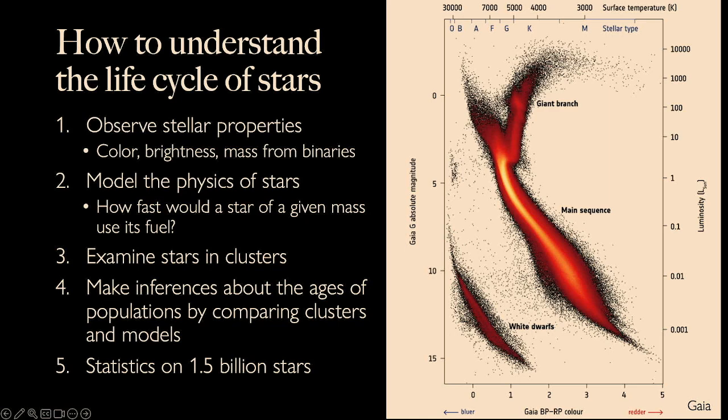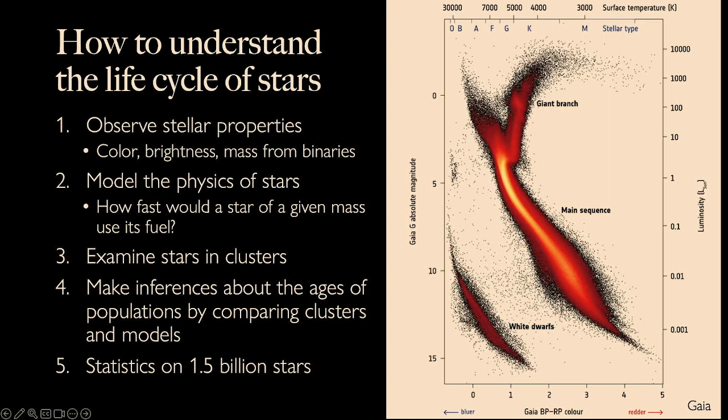We can start then examining stars in clusters, and through some inferences about ages of the populations, we can look at how clusters change over time. And then finally, we can take the information we've learned and start to do statistics on 1.5 billion stars. And that's how we know that the sun is about 4.5 billion years old, because we've found other stars like the sun elsewhere. And we know their ages through this process. So, this is our idea of single star evolution.